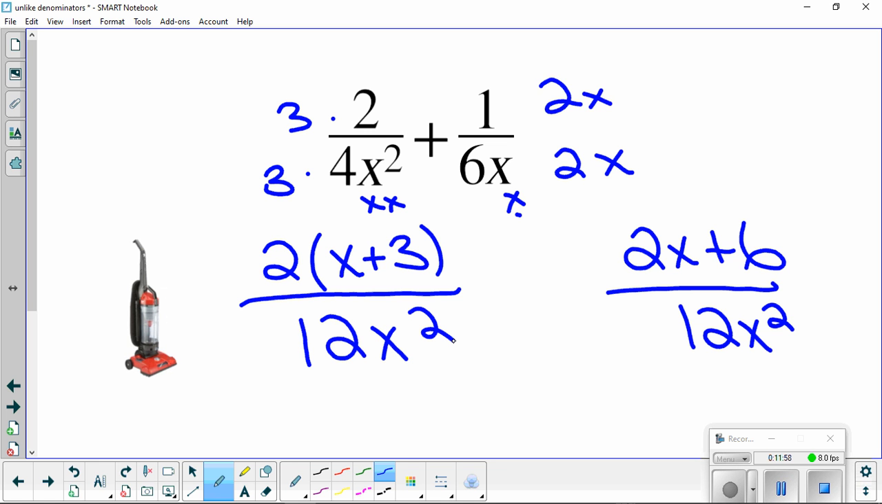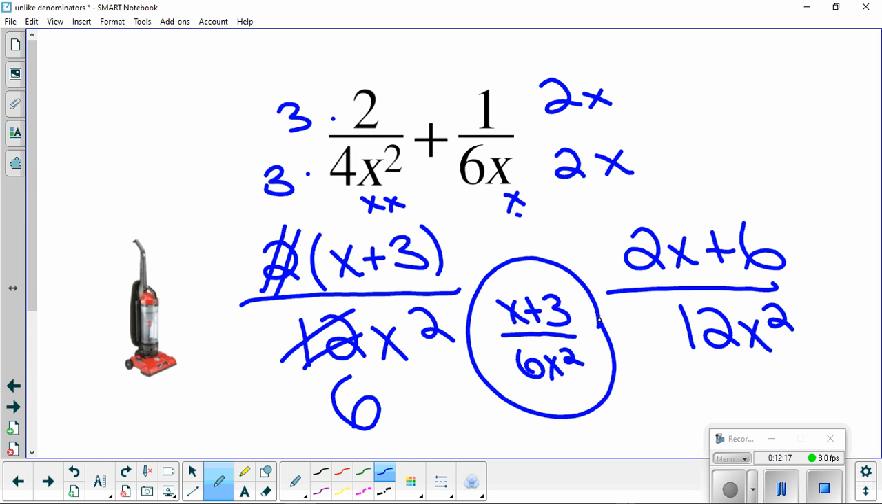The 2 and the 12 can cancel. So that goes away, and that becomes a 6. I can't do my x's because this guy is married and this guy is a single person. So my answer to this problem is x plus 3 over 6x squared. And that is as bad as it gets.